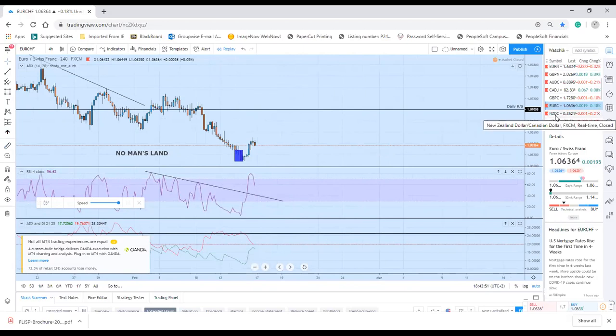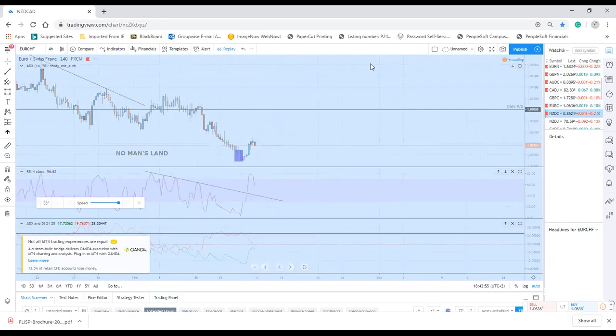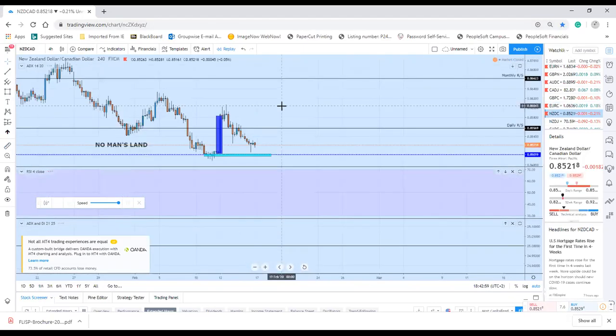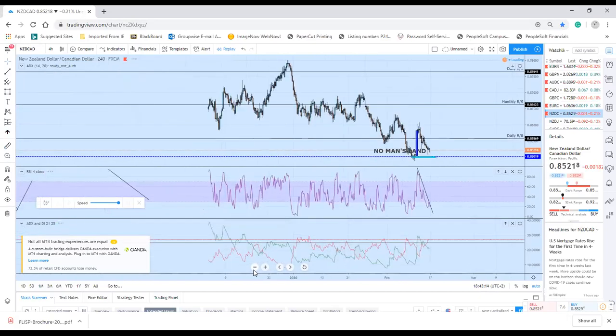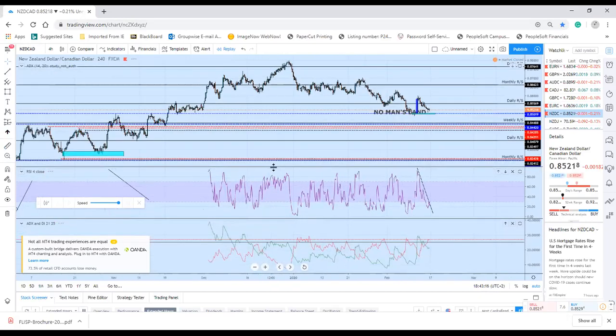And I think NZD CAD has the same no man's land on it. Yes, it does. So for this one, I think it's clear. Yeah, it's clear because even though I'm not on the resistance zone or on the, let me just do this so that you can see that. Okay, you can see how far the weekly support is.